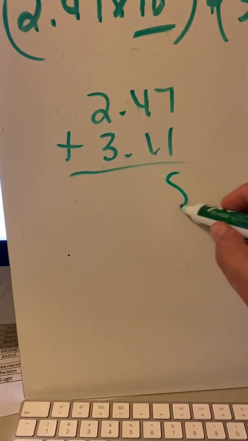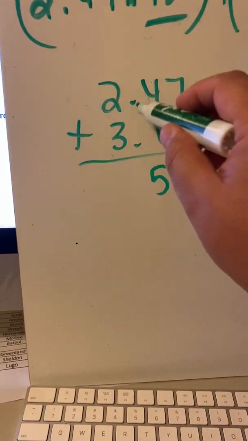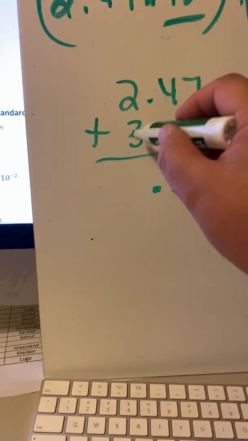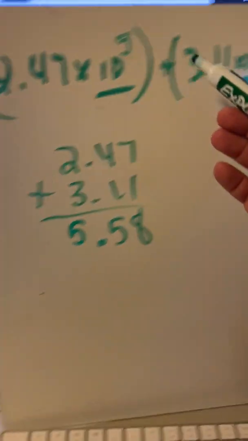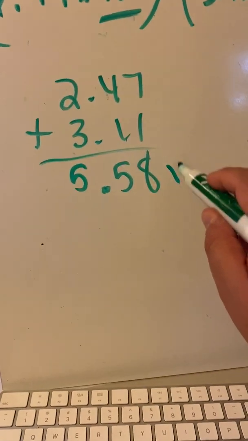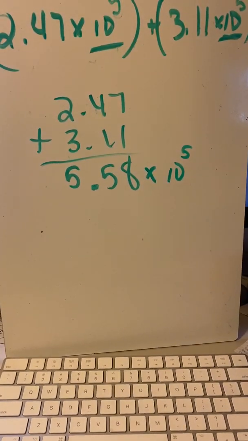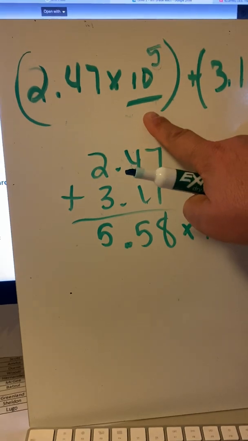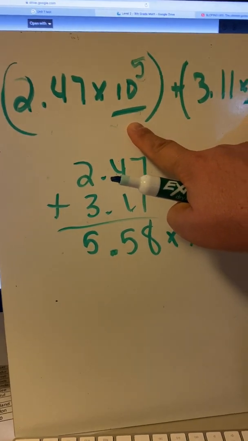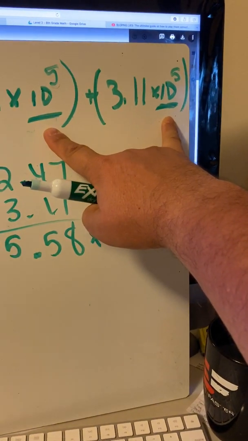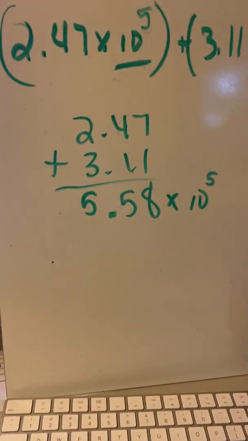7 plus 1 is 8. 4 plus 1 is 5. Bring down the decimal point. 2 plus 3 is 5. And we already know that they are both times 10 to the fifth power. Done. Truly. If they don't have common scientific notation, you can't add them. If they do, all you do is add them or subtract them.